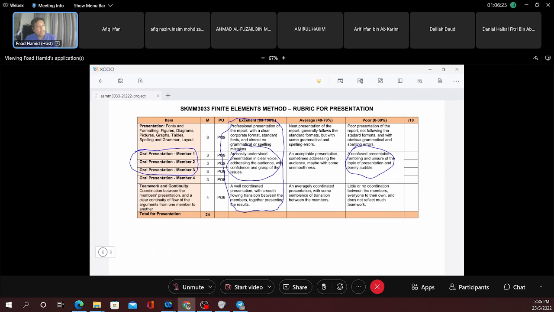So I hope I've given you a very clear idea of the expectation of the project. Okay, I have given you the rubric so that you can score the best score possible.